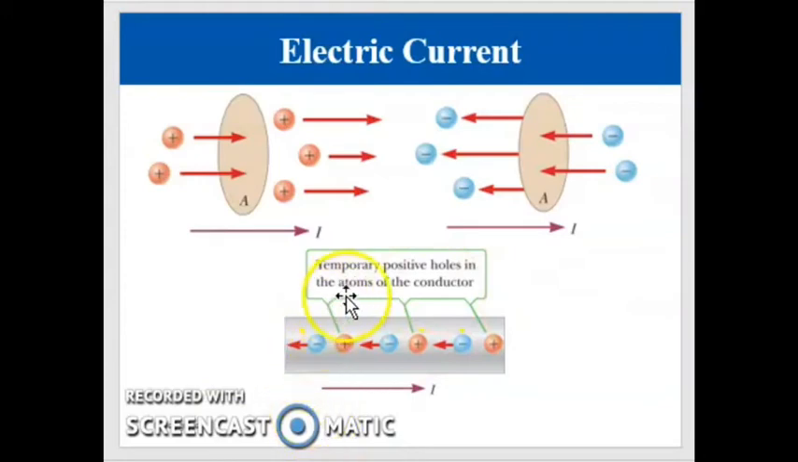The bottom figure here shows that this is a conductor. Positive holes in the lattice of the conductor's atoms appear as electrons move in response to a potential. Negative electrons moving to the left is equivalent to positive holes migrating to the right. Note that moving charges, either positive or negative, are referred to as charge carriers. For example, in metal, the charge carriers are electrons.